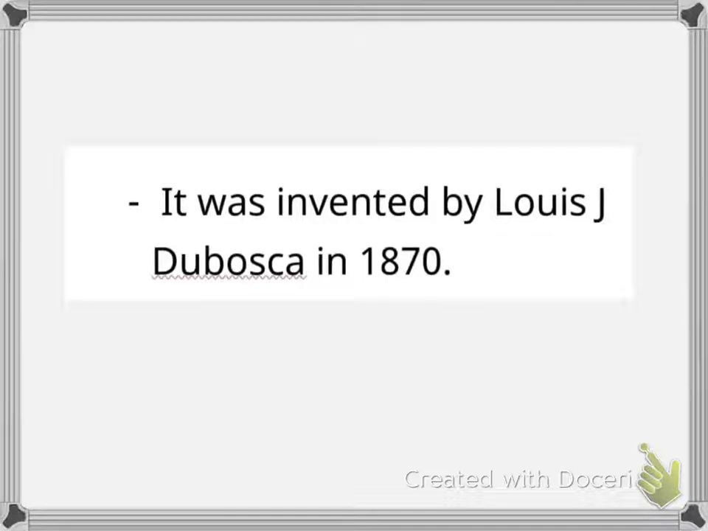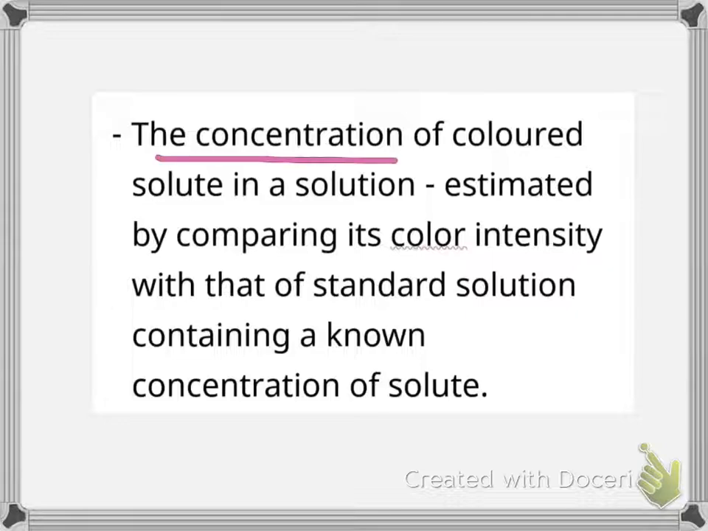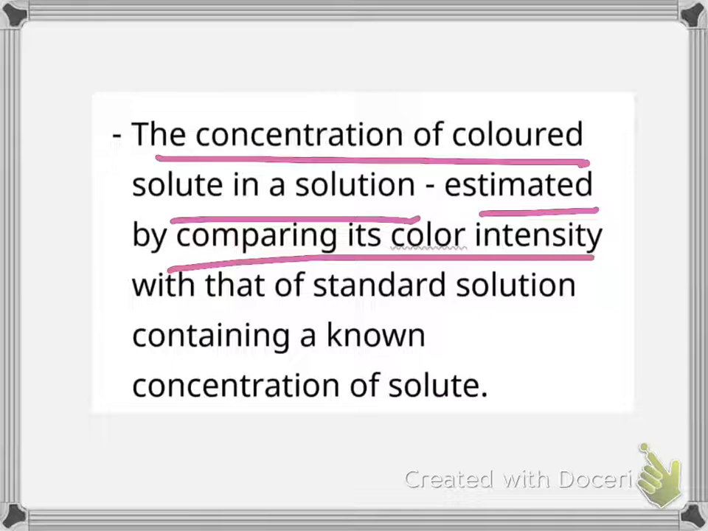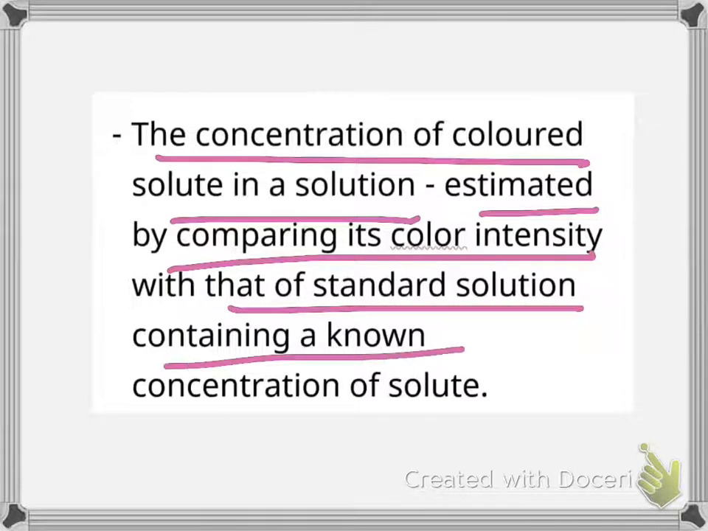The concentration of the colored solute in a solution is estimated by comparing its color intensity with that of a standard solution containing a known concentration of solute. That is, the concentration of the unknown solution can be determined by using a standard solution. So, by comparing the color intensity of the unknown solution and the standard solution, we can find out the concentration of the solute present in the unknown sample.